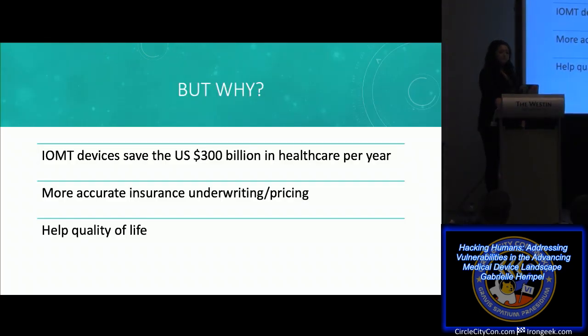First things first, why should we even use these devices if they're so vulnerable? According to Goldman Sachs, connected medical devices save the U.S. on average $300 billion in healthcare per year. They increase revenue and decrease costs, which is ideal. They also provide access to better and new types of information that a patient may not have had access to previously or hadn't had a way to measure. This, in turn, leads to more accurate underwriting and new pricing models for consumers.